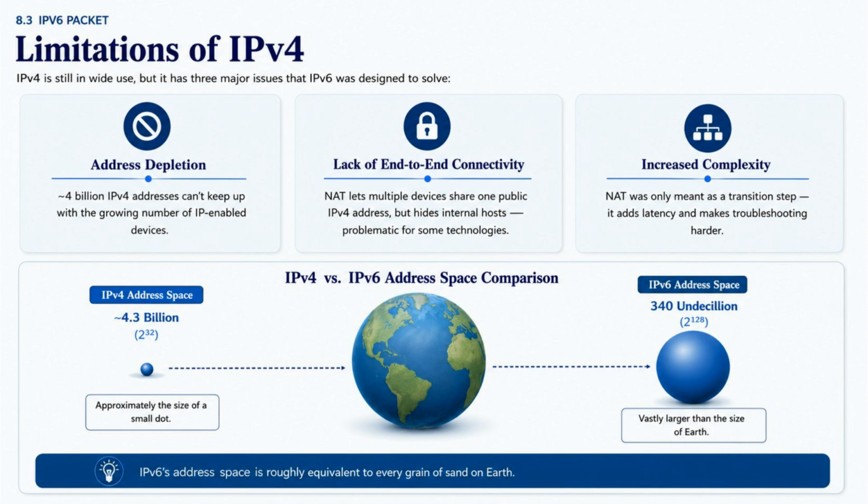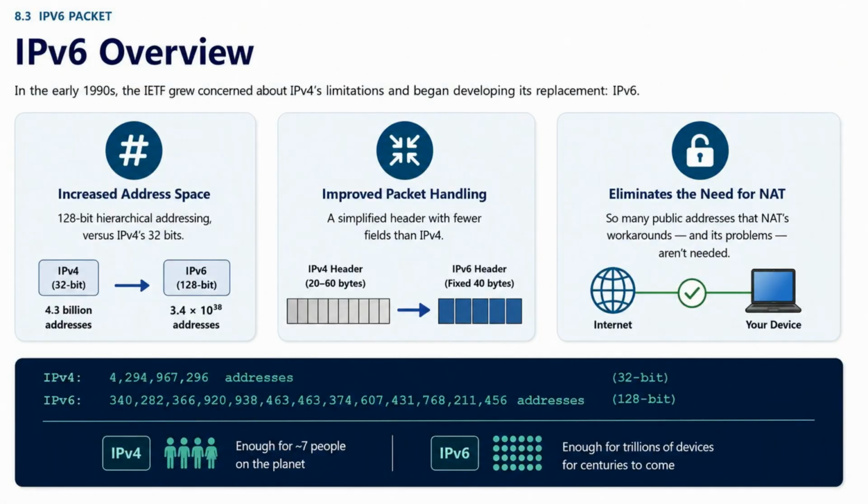IPv4 has 3 major limitations IPv6 was built to fix, shown on screen. Address depletion. Only about 4 billion addresses can't keep up with device growth. Lack of end-to-end connectivity. NAT lets multiple devices share one public address but hides internal hosts, breaking some technologies. And increased complexity. NAT was only ever meant as a stopgap. It adds latency and complicates troubleshooting.